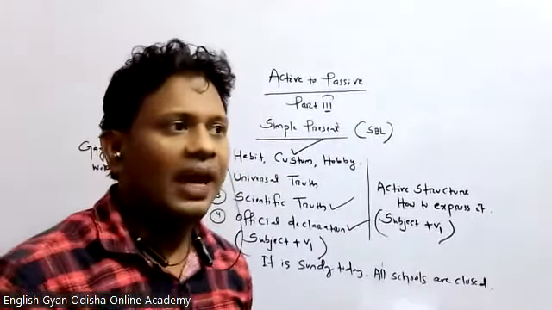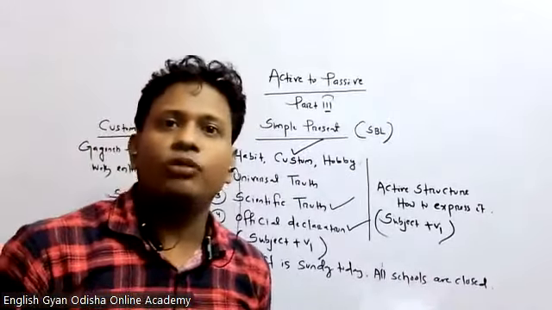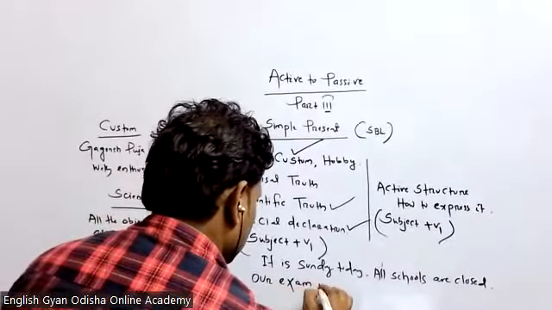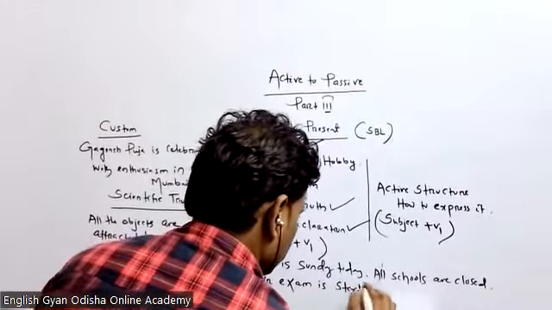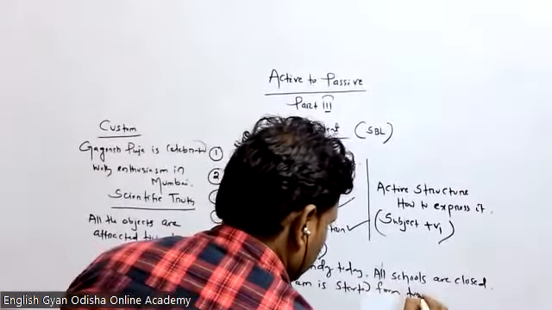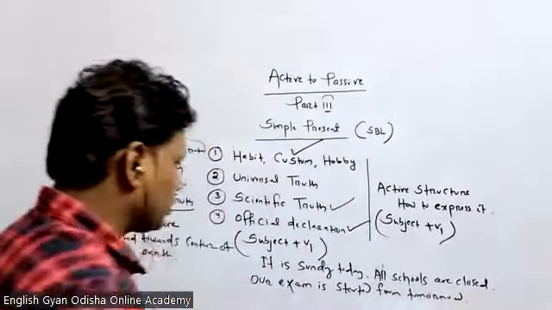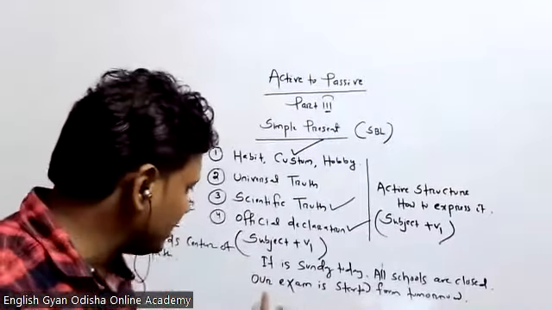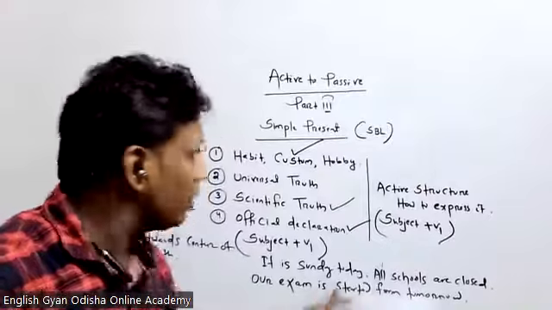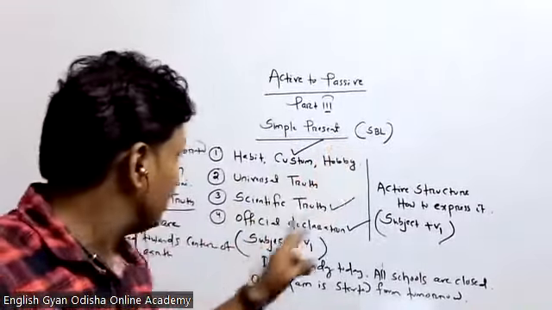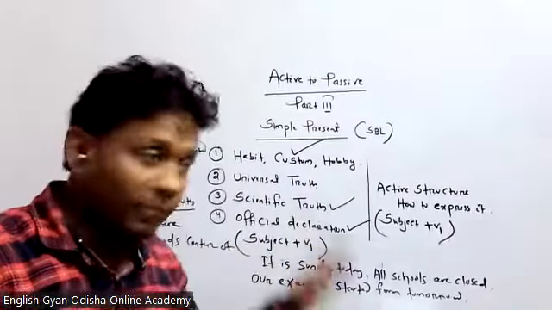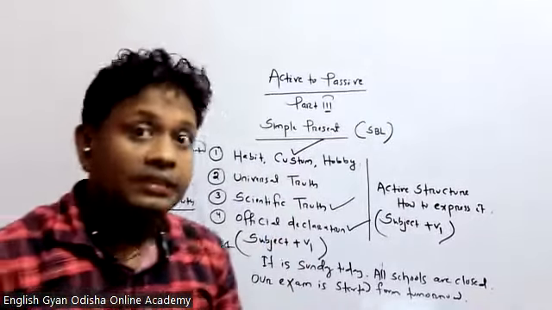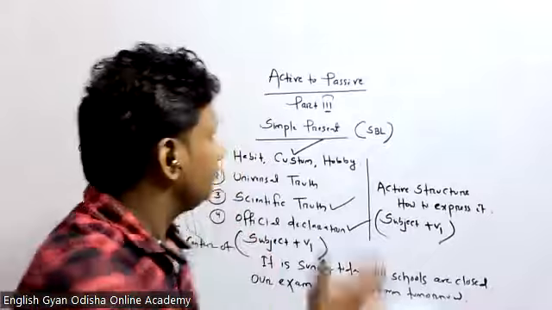Or you can say our exam is started from tomorrow. Our exam is started from tomorrow. Suppose the exam is conducted from tomorrow. So what I can say, our exam is started. So it is a passive in the simple present. Why simple present? Because it's an official declaration. So remember, in custom, scientific truth, and official declaration, these are the things where you can speak passive.